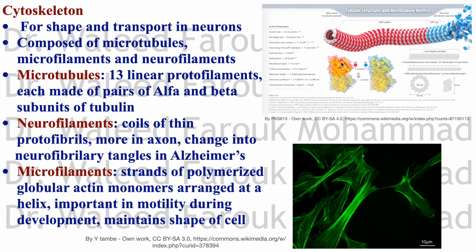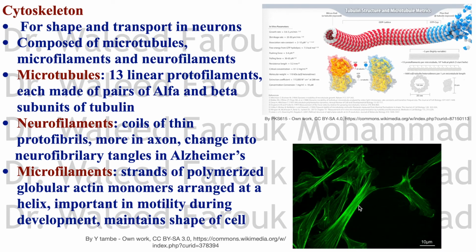The microtubule you see here is composed of 13 linear protofilaments, each made of pairs of alpha and beta subunits of a protein called tubulin. The neurofilaments are coils of thin protofibrils present more in the axon and change into what are called neurofibrillary tangles in Alzheimer's disease. They are used to diagnose Alzheimer's if the neurofibrillary tangles are present.